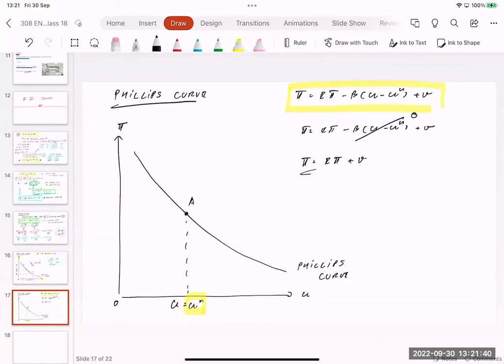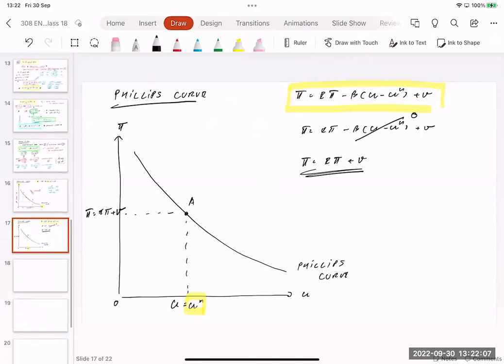So at point A, this is a reference point. If unemployment equals UN, the natural rate, it means that pi is going to be equal to expected pi plus supply shock V. That's it. This is a reference point. We call it point A, the point where the natural rate of unemployment is. So after we construct the Phillips curve, it's showing you how the reference point A comes from.